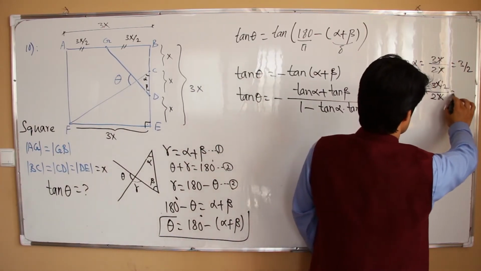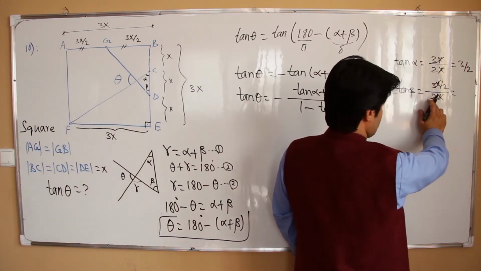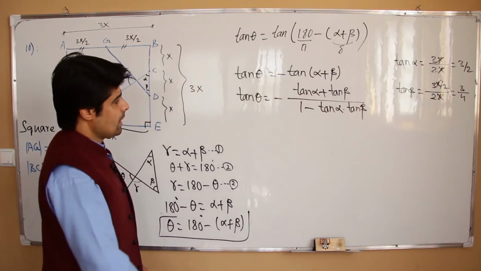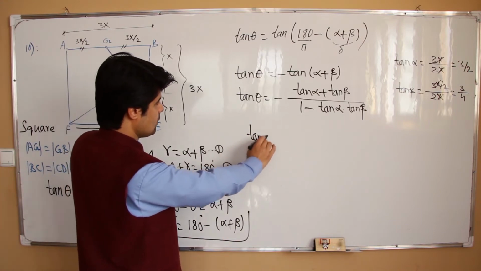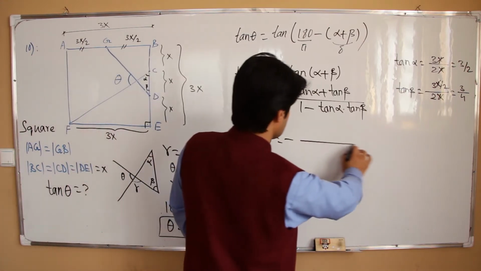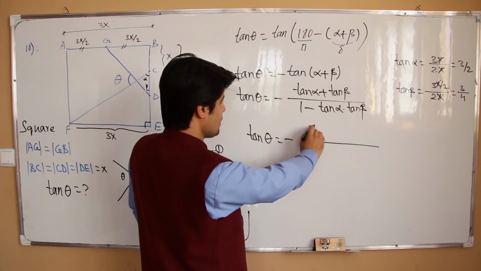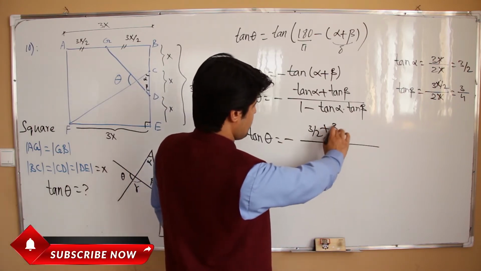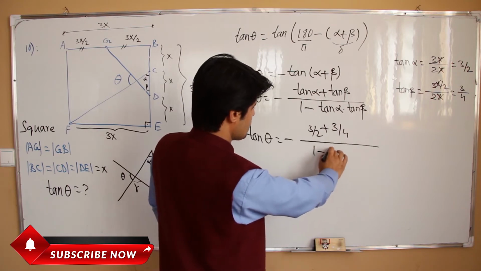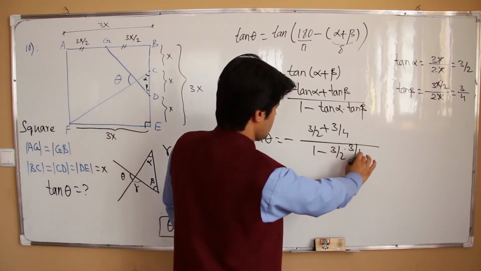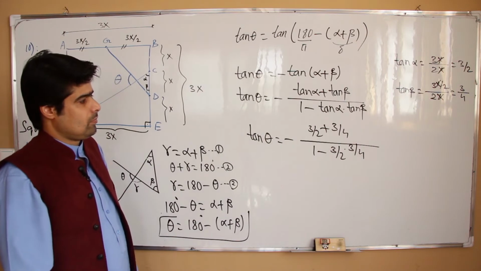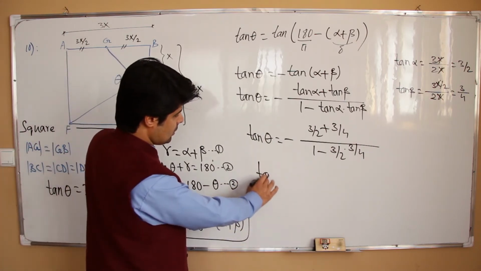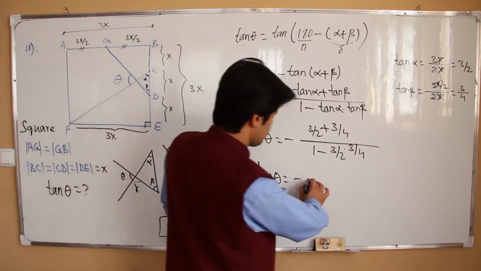So x cancels, 2 comes here in the denominator, it would be 3 by 4. Am I right? Now put the value. Tangent theta is negative, tangent alpha 3 by 2 plus tangent beta 3 by 4, over 1 minus 3 by 2 times 3 by 4. Correct? Yes.